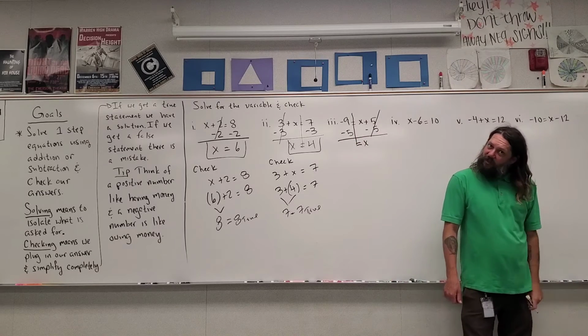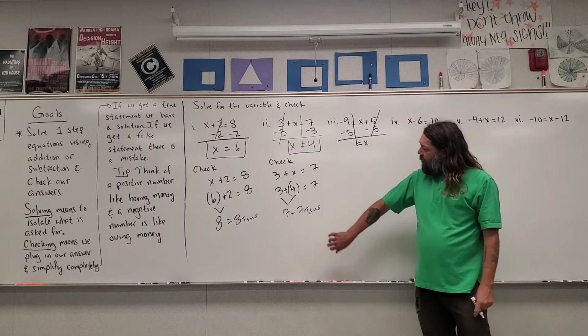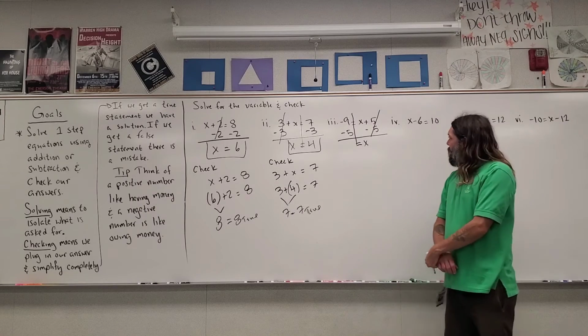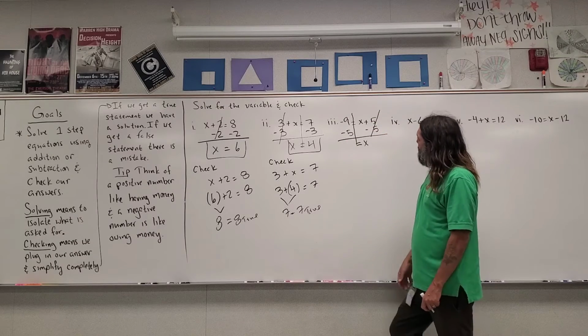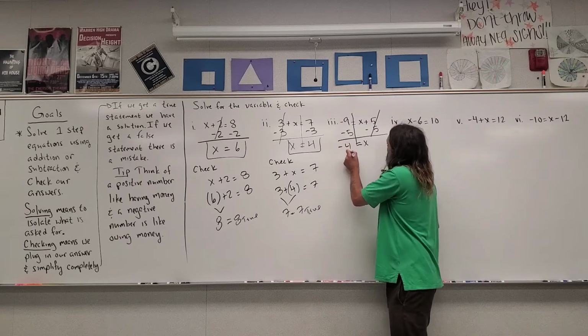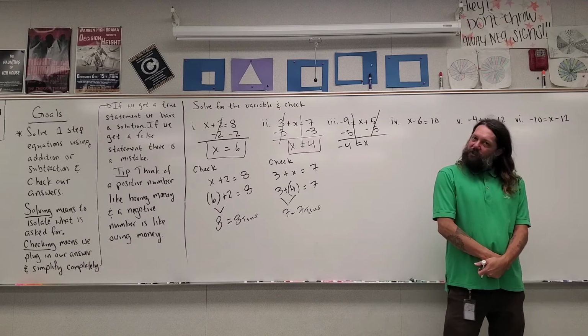I'm going to make a mistake on purpose, and then I'll show you what a false statement looks like and then how we deal with it. So I'm just going to make a common mistake. I'm going to say that minus 9 minus 5 is minus 4. And so now what I'm going to do is I'm going to check.